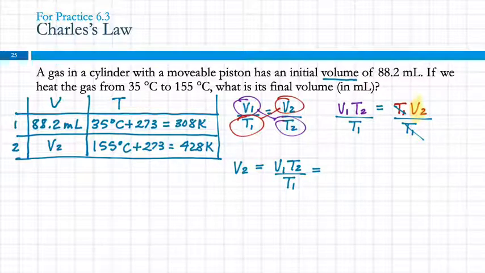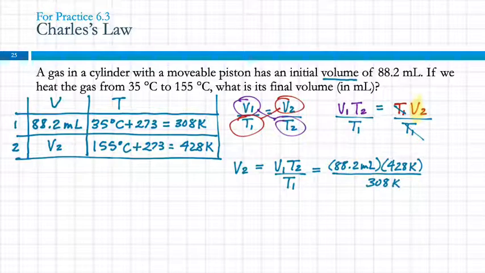Volume 1, I'm going to go look and find volume 1 on the table, 88.2 milliliters. Then I want T2, which is 428 Kelvin. And in the bottom, I've got T1, which is 308 Kelvin. I look at the units to see what happens. Well, the Kelvins cancel out. I actually screwed this one up yesterday, so let's see if I can do it correctly today. 88.2 times 428 divided by 308.